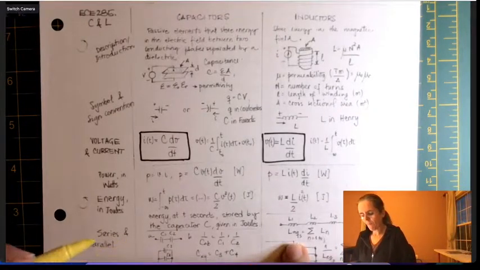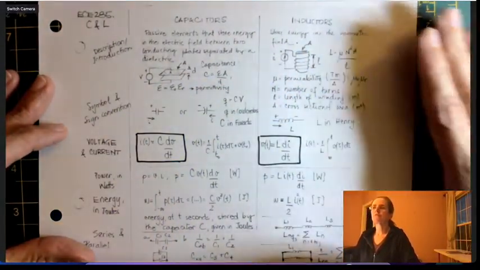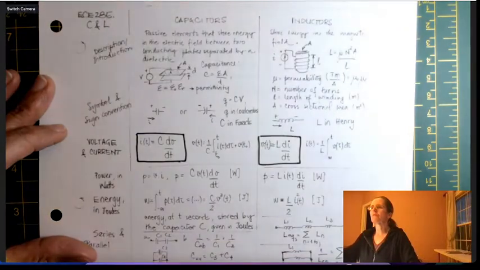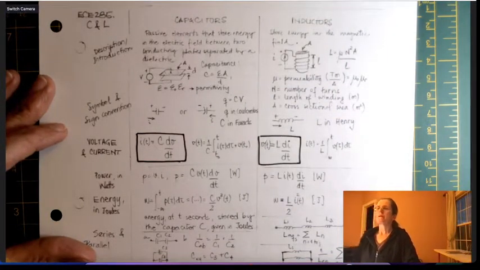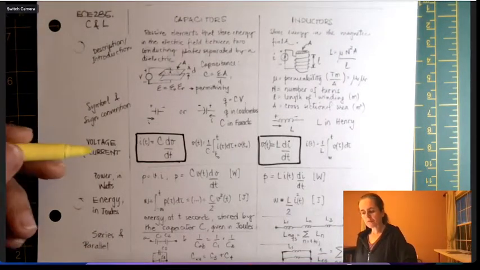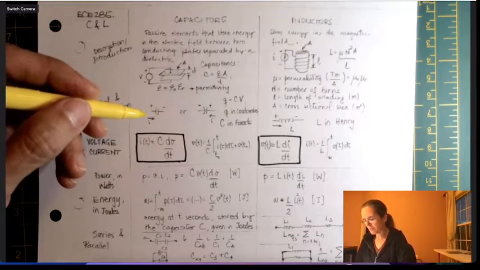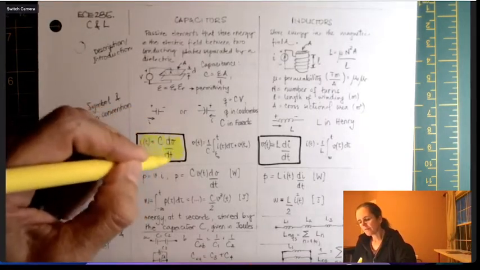But this is a handout from class about capacitors and inductors. It's a summary page with most of the stuff that you already know from physics that I expect you to remember. And the most important things I'm going to highlight. I equals C dV dt.